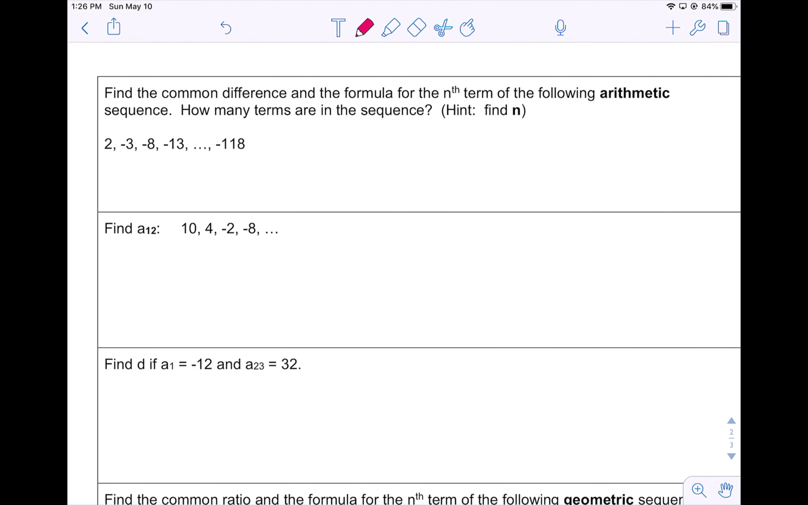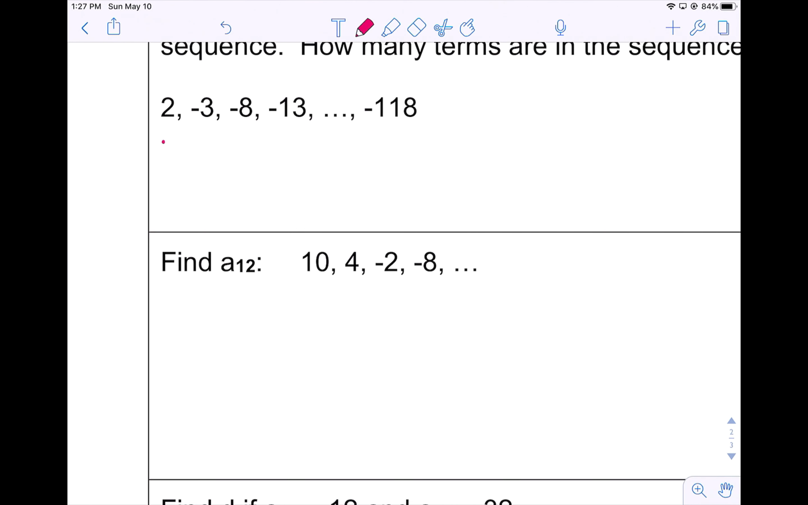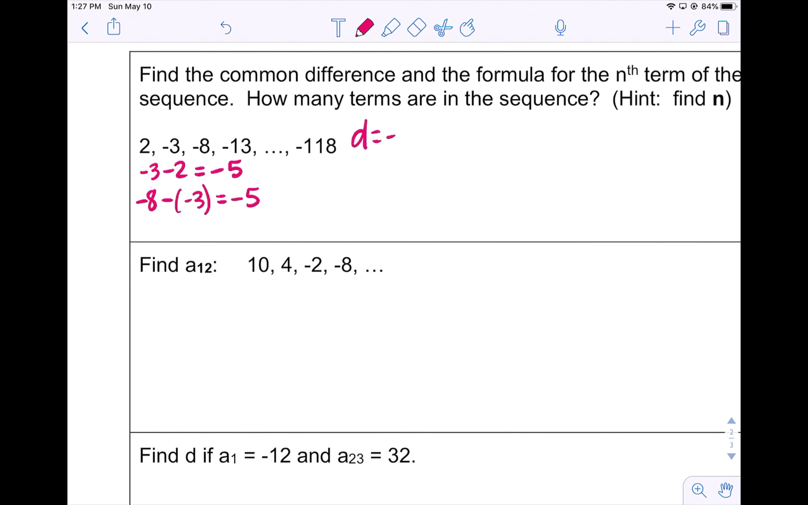So the next page, they want me to answer some of these questions. They're not all asking for the same thing. So they want me to find the common difference and the formula for the nth term if it is arithmetic in a sequence. How many terms are in the sequence? So, wow, lots of things going on here. Okay, so first, they tell me it's arithmetic, so I'm going to take a term and subtract the number before it. And I'm just going to double check that they haven't lied to me. A term minus the term before it. And so -8 plus 3 would be -5. So my common difference is -5.